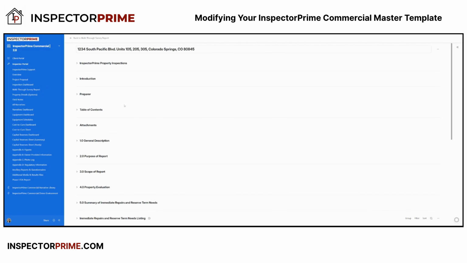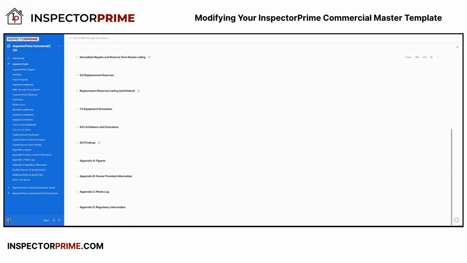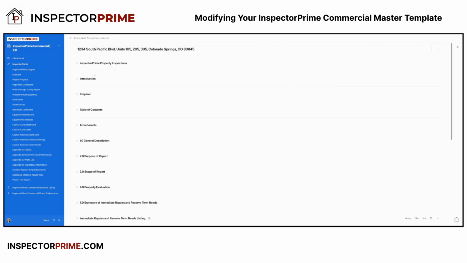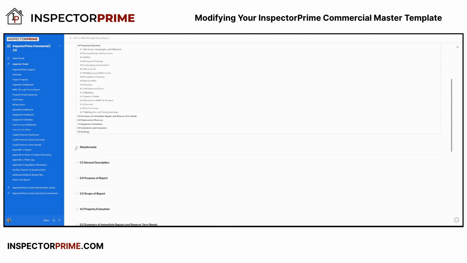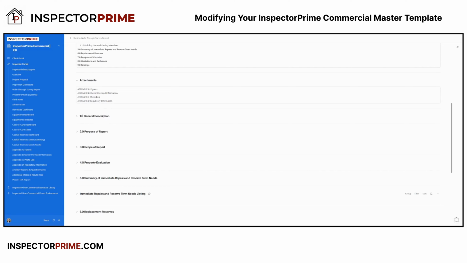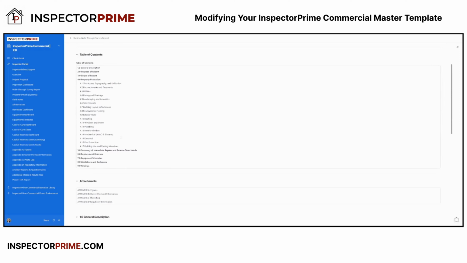When we get into this walkthrough survey report, we see all of our sections are collapsed. These sections currently reflect a baseline template that's similar to this table of contents. Sections 1 through 9 plus the attachments. Every part of this is customizable.